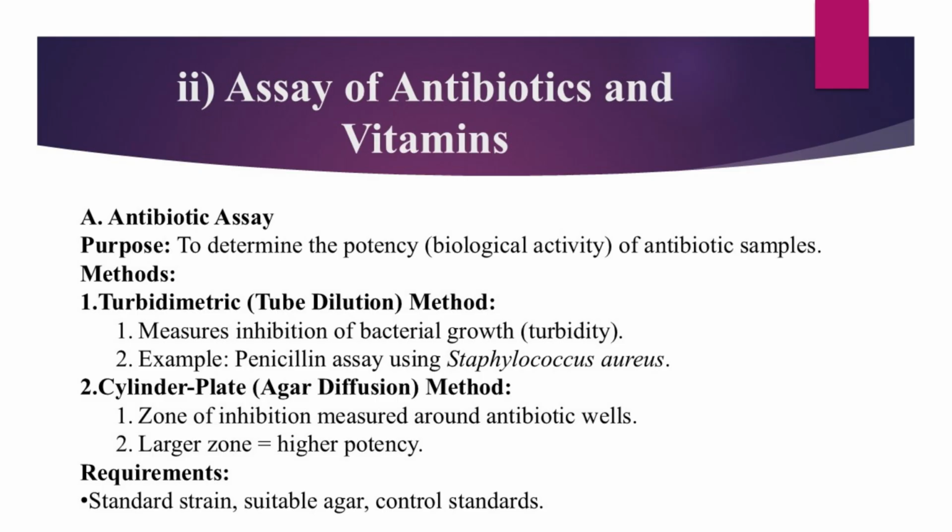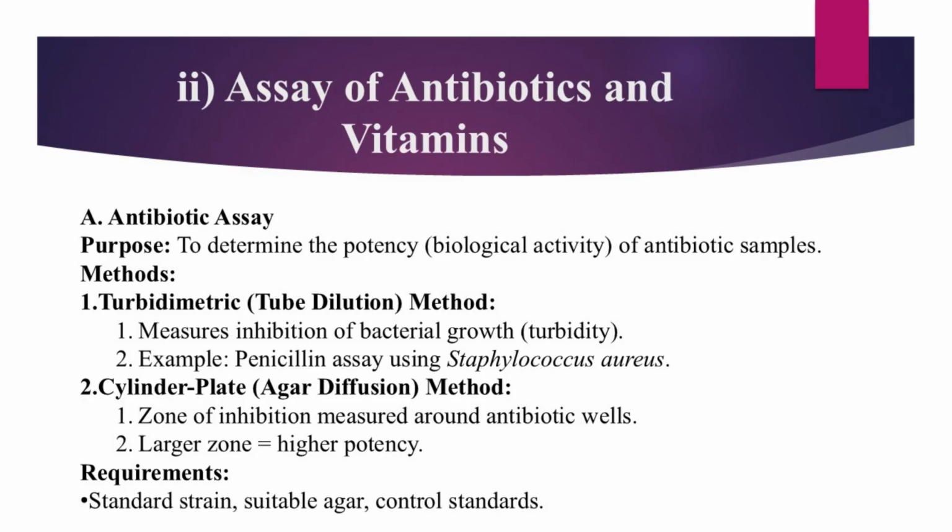Section 2. Assay of antibiotics and vitamins. A. Antibiotic assay. Purpose: to determine the potency or biological activity of antibiotic samples. Methods. Number 1. Turbidimetric or tube dilution method, which measures inhibition of bacterial growth as turbidity. For example, penicillin assay using Staphylococcus aureus.